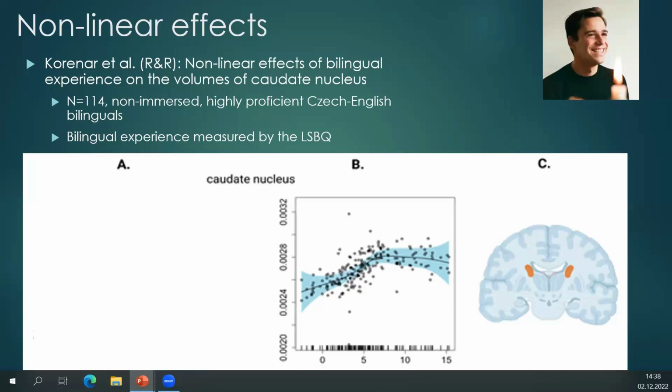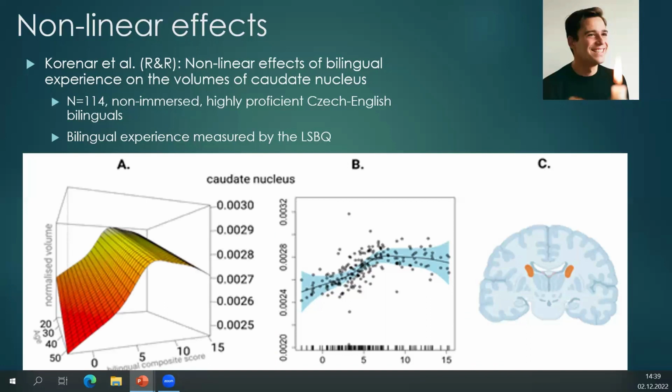So what you see is that at lower levels of bilingual experience, the caudate is small, it gets bigger, and then at a certain point, it plateaus and has a trend of going back. Well, it didn't reach baseline, but it starts going down, right? This was cool. I was very happy because that's what my model predicted, right? Let's look at this now.